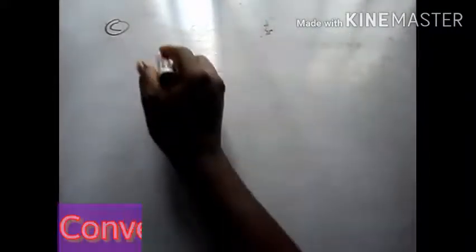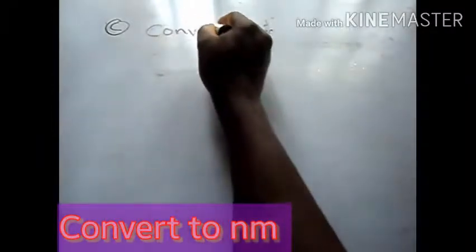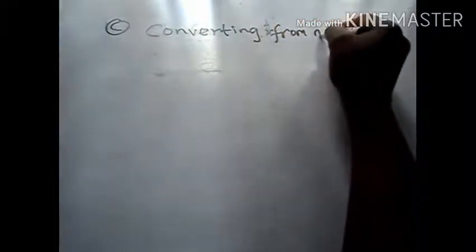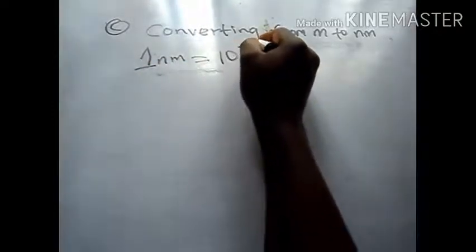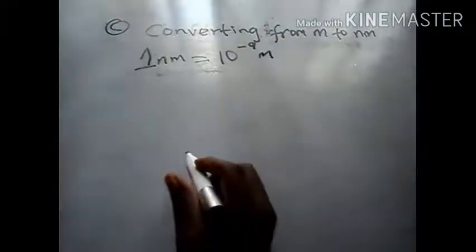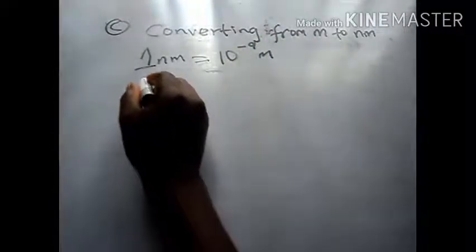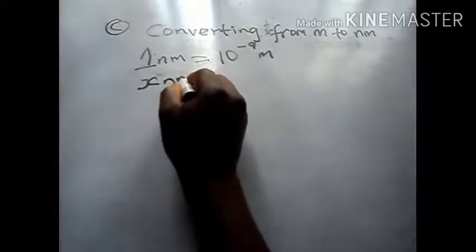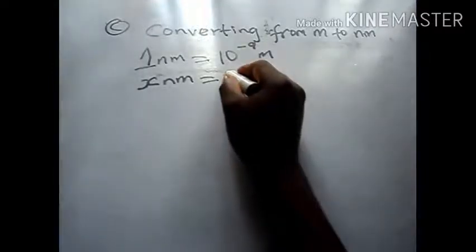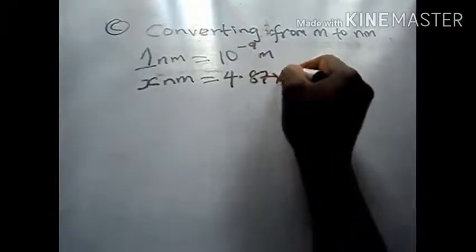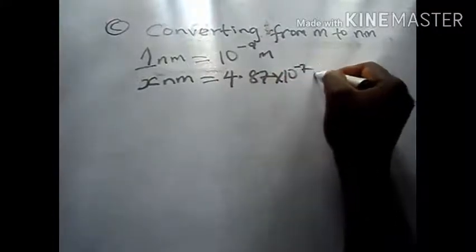So converting from meter to nanometer. 1 nanometer is equivalent to 10 raised to power negative 9 meter. So let's call the nanometer we are looking for x nanometer, which is equivalent to what we got as our meter, which is 4.87 times 10 raised to power negative 7 meter.